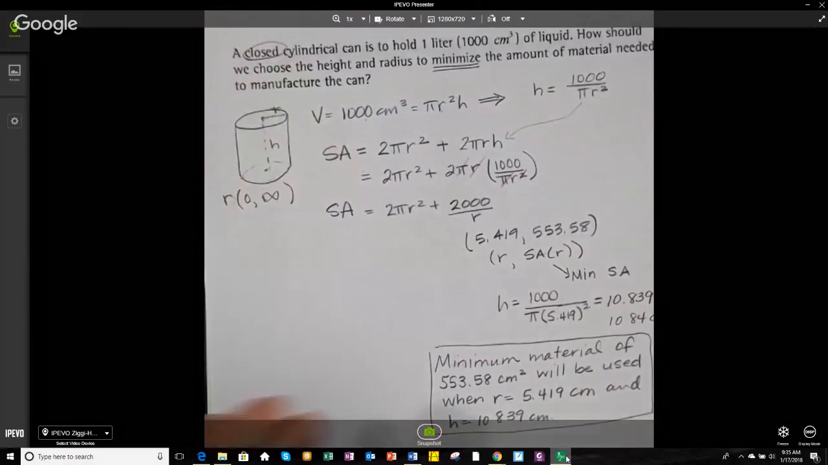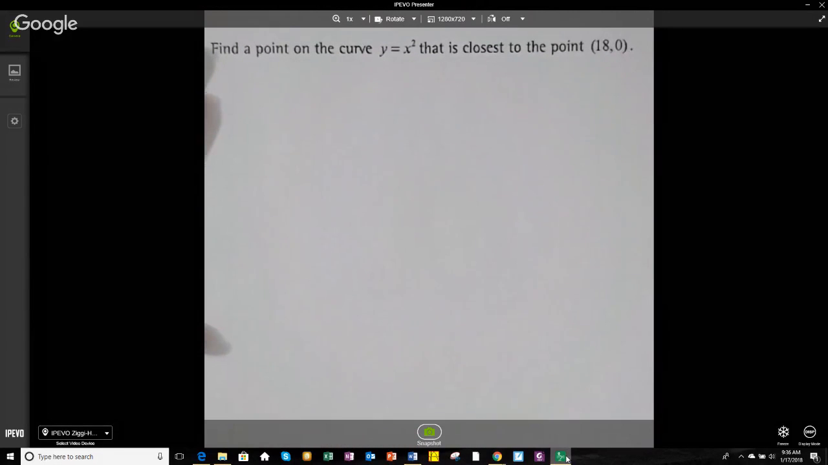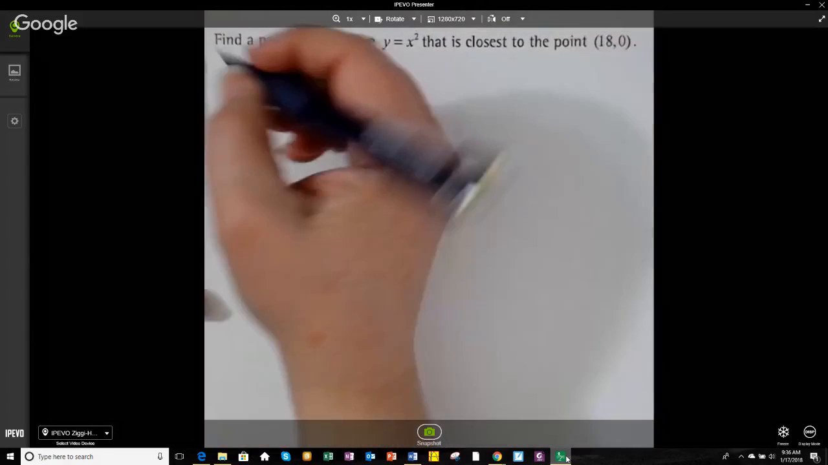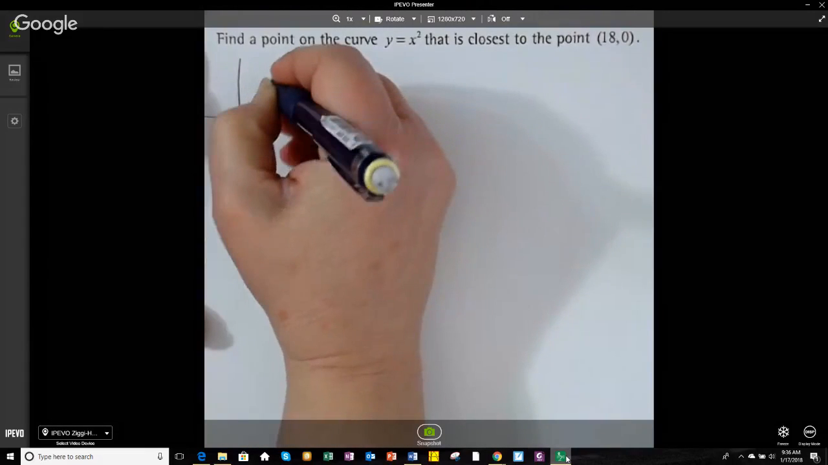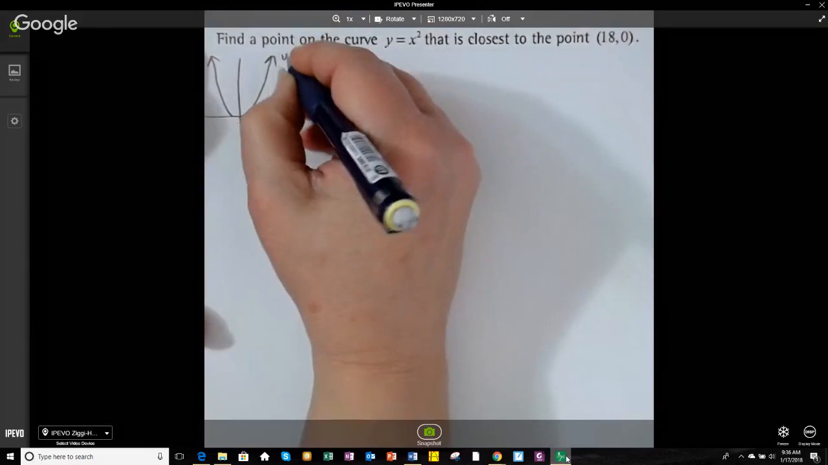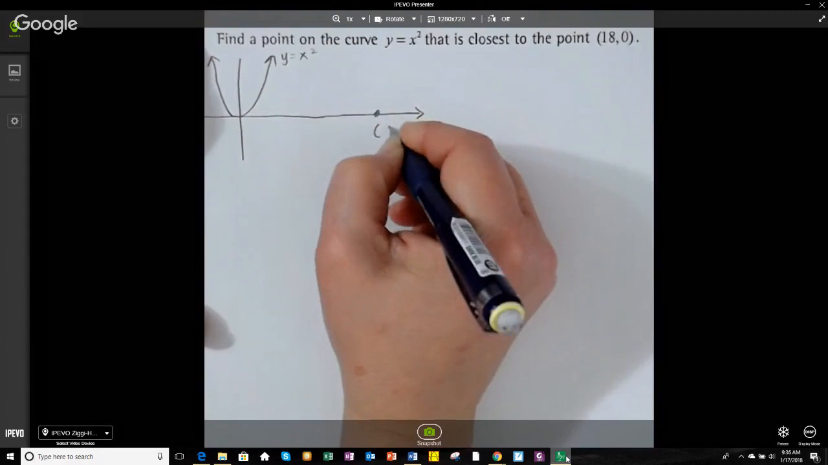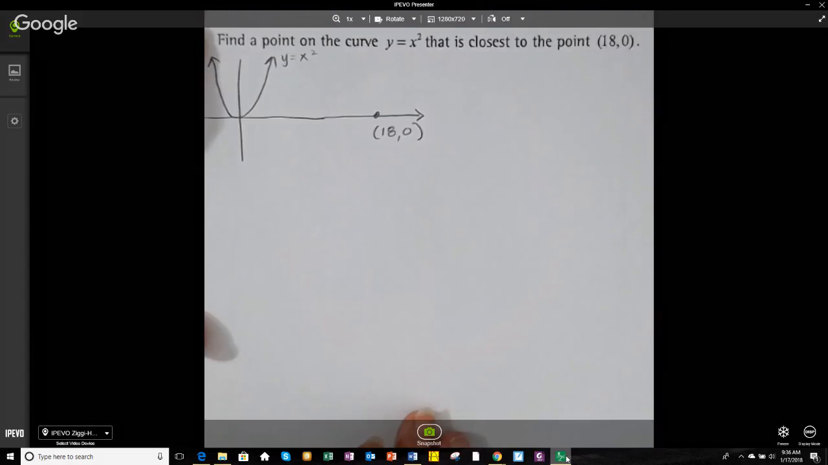One last problem, and this is a classic kind of problem. And it's a nice, cool algebraic problem that says, find a point on the curve y equals x squared that is closest to the point (18, 0). Now, I'm such a visual person, I like to draw a picture. Let's do that. This is y equals x squared, a rough drawing. And (18, 0), gosh, is going to be way the heck over here. And I want to find the point on the curve that's closest to (18, 0).